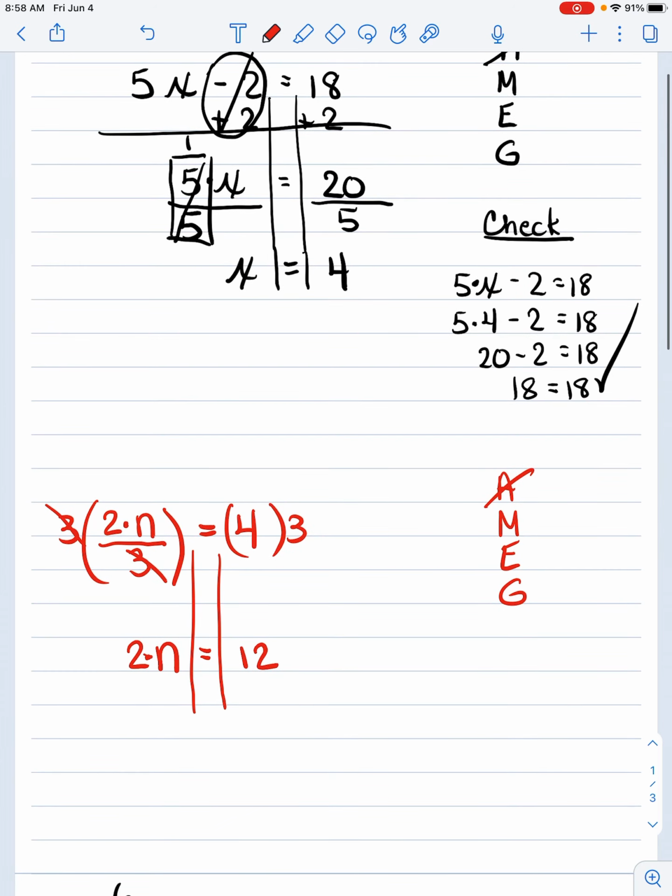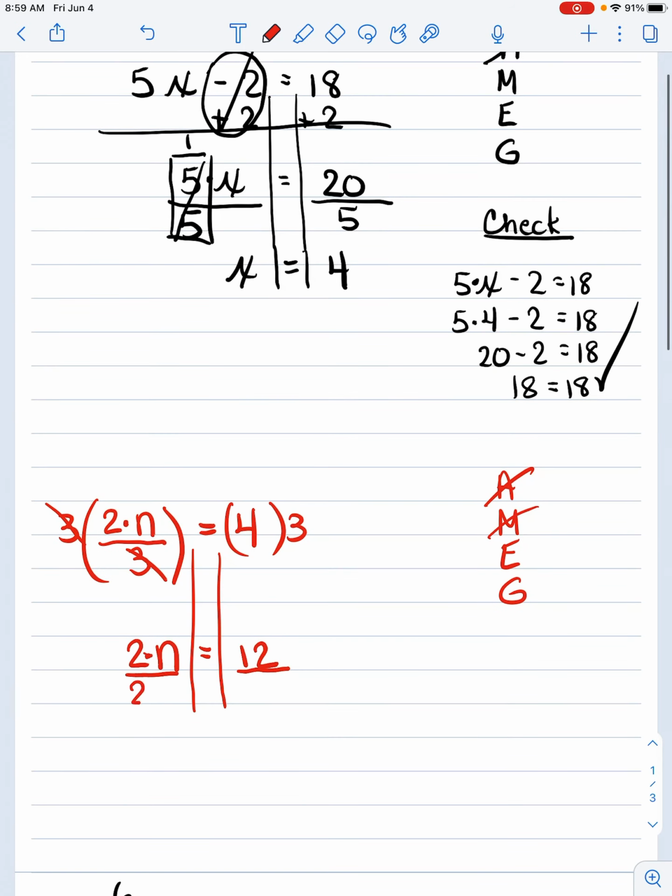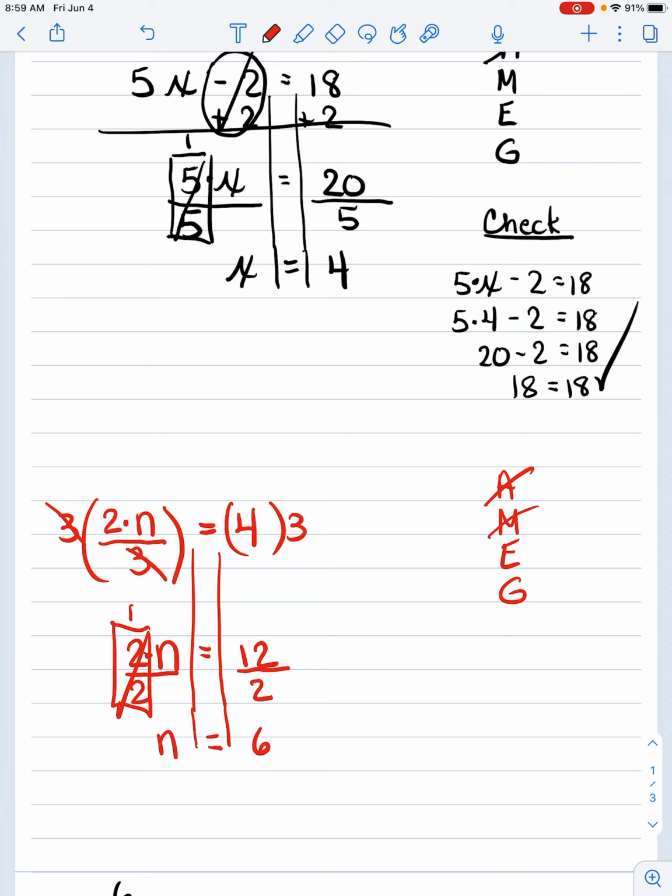And how are we going to work on that? Well, we see that the next thing is multiplication that we're going to undo. And we undo it by dividing. And we said in example 1 that we divide by the coefficient of the variable, and that would be 2 to make this 1. And then we have n is going to equal 12 divided by 2, which is 6.